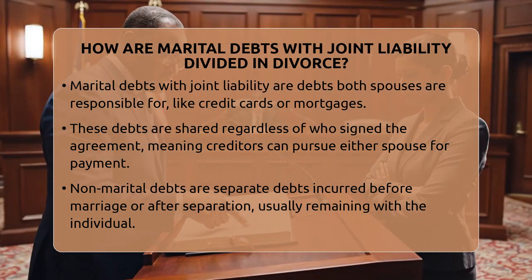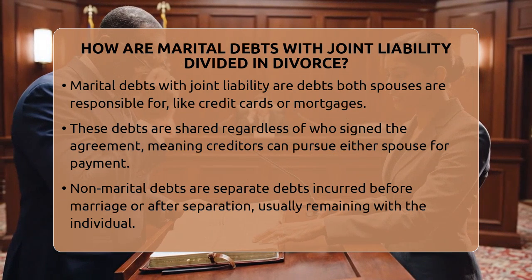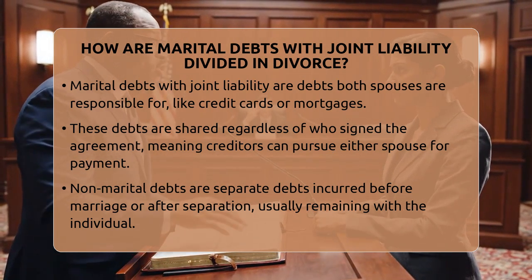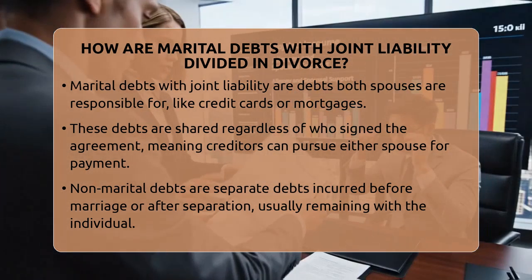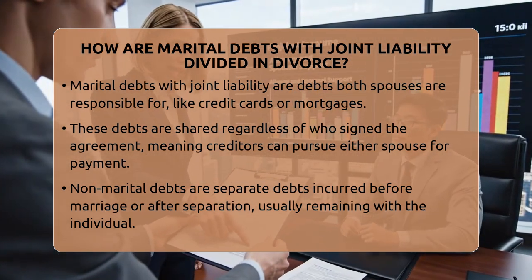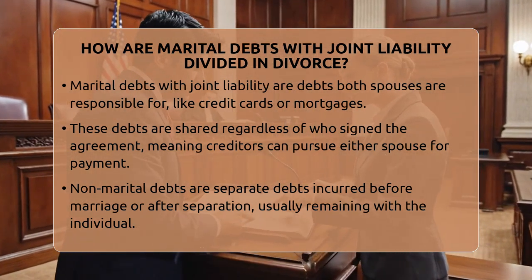In family law, marital debts with joint liability are debts both spouses are responsible for, like credit cards, mortgages, or loans taken out during the marriage. Both spouses are equally responsible, no matter who signed the agreement. If one spouse doesn't pay, the creditor can come after the other.